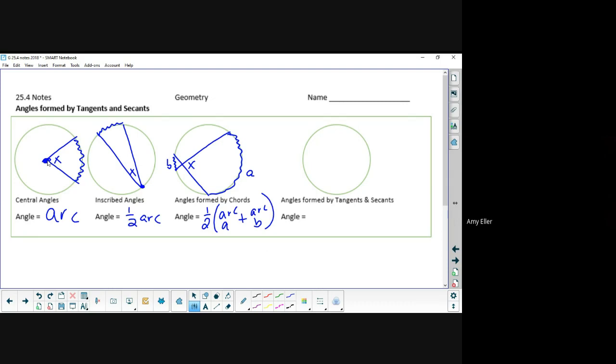Today, the angle is going to be outside of the circle. It's going to be formed by tangents and or secants. Please put your pencil down. I'm going to draw 3 or 4 things, and then I'll have you draw one of them when I'm done. So there's a couple options. Let's say I draw first, just I'm drawing. Let's say I draw 2 tangents.